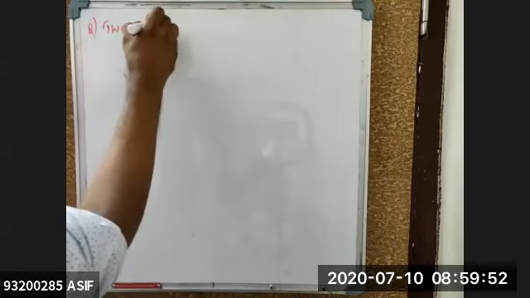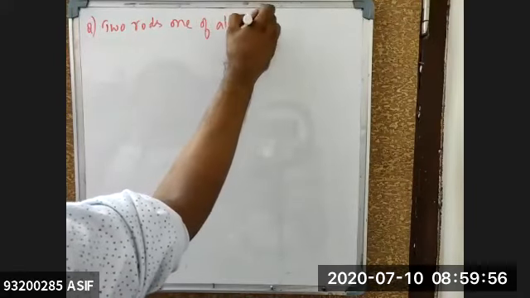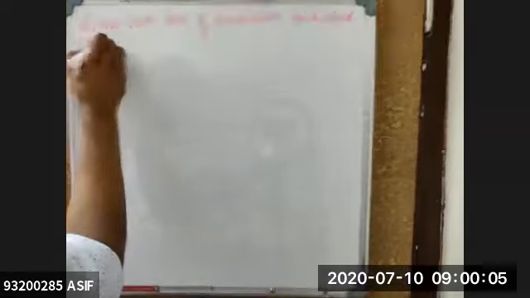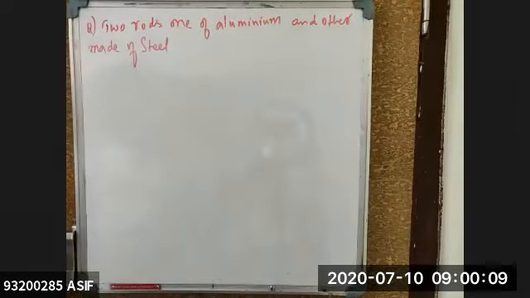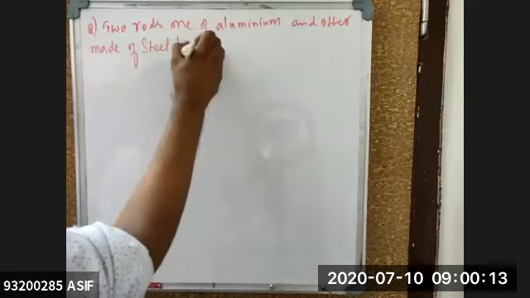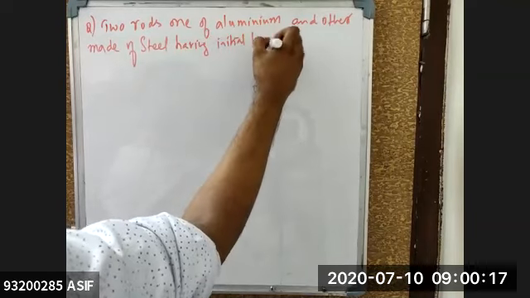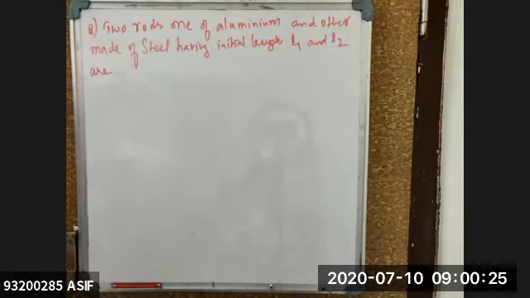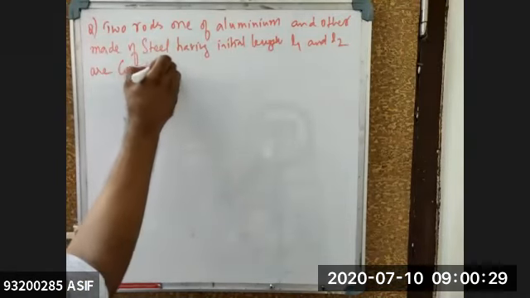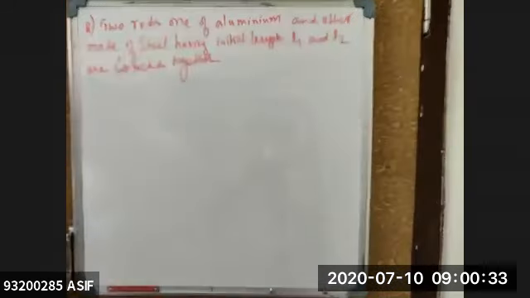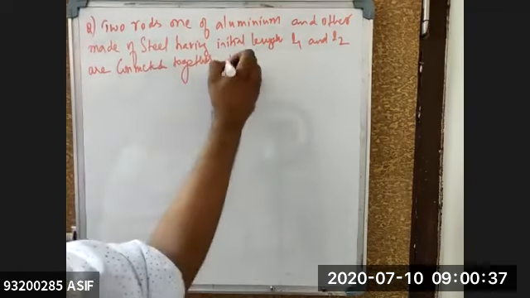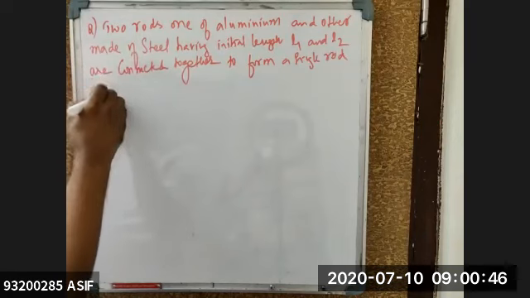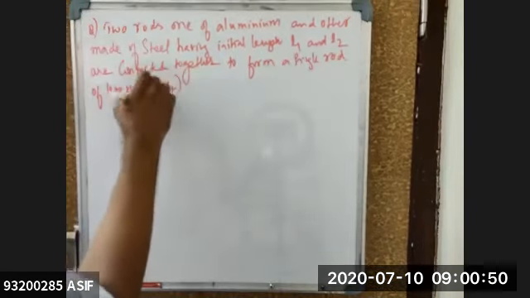Two rods, one of aluminium and the other made of steel, having initial lengths L1 and L2, are connected together to form a single rod of length L1 plus L2.